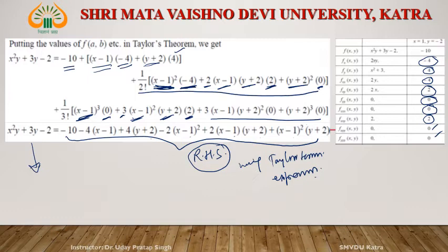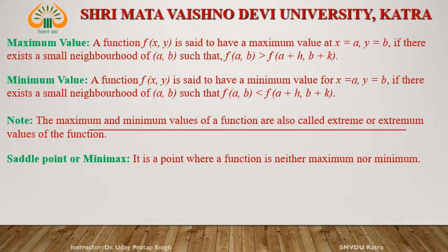Now let us discuss the maxima and minima. Now let us see the maxima and minima for function of two variables. Before going to two variables, we will discuss about the function of one variable. Let us consider y is equal to f(x). This is a function of a single variable, and see the graph.